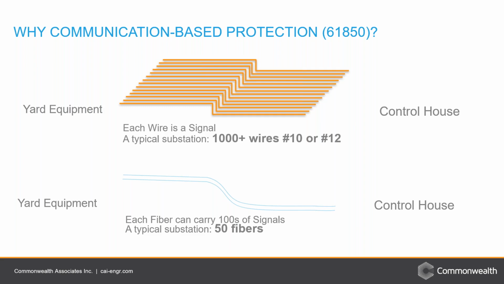What do we have? The other option is to hardwire everything. That is, hardwire the signals from CTs and PTs to the relays in the control house using copper wiring, and also hardwiring all the communication between the IEDs in the substation. So as shown in the figure, each signal in a traditional substation needs a wire, and a typical substation can have more than thousands of wires of size 10 or 12 AWG. That is a lot of copper wiring.